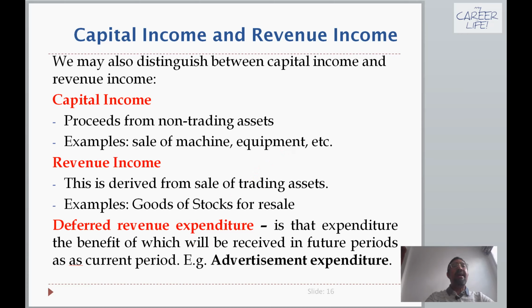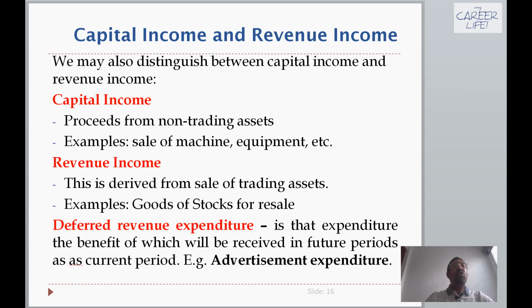Then we have revenue income. The revenue income here is derived from the sale of trading assets. As I mentioned previously, we incur expenditure on revenue so that we can generate revenues. So the items that we sell, like goods or stocks that we resell, these are items that will generate revenue and they are referred to as revenue income.